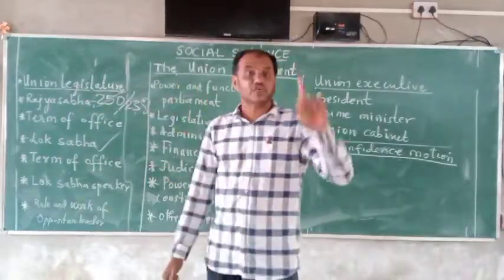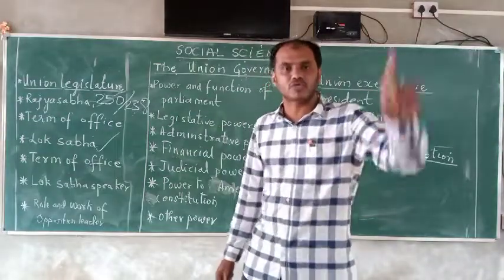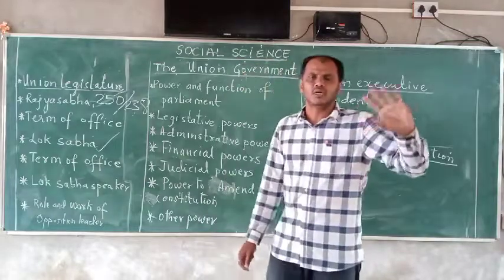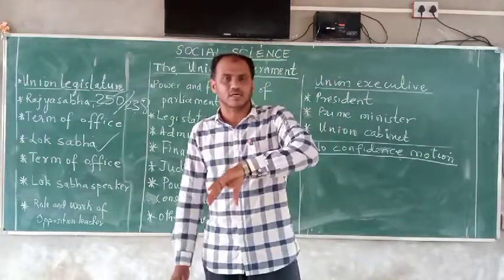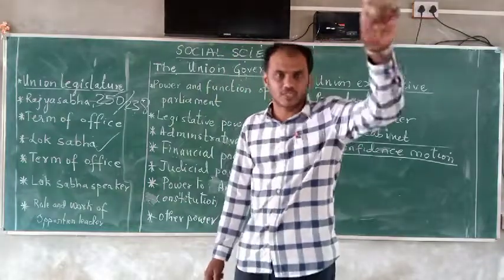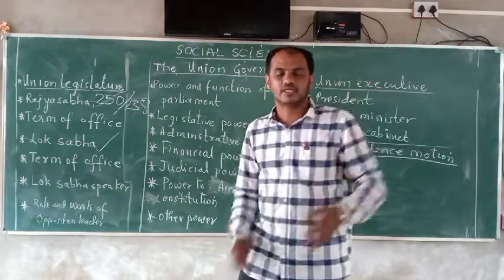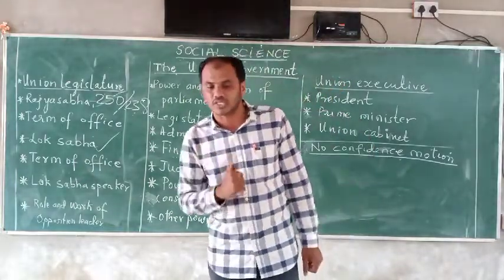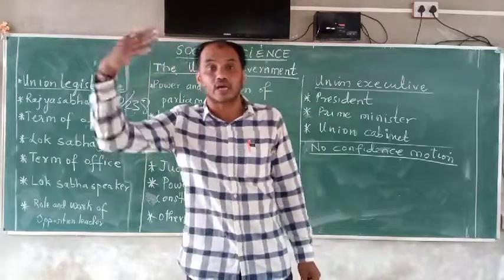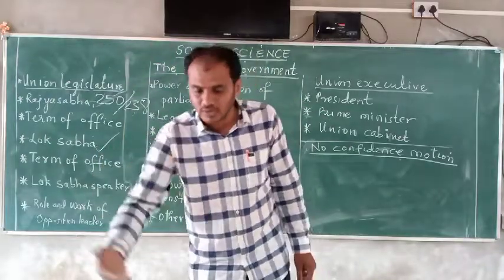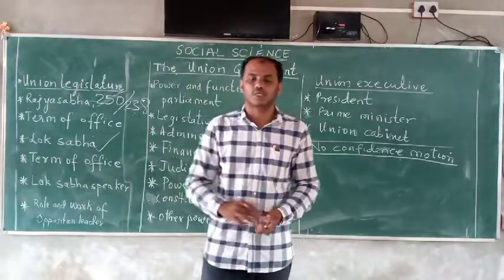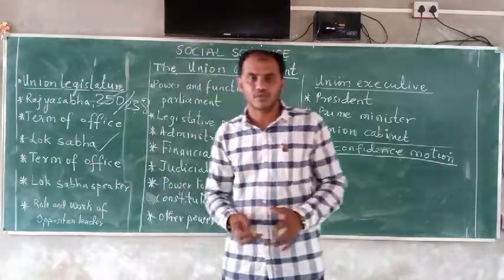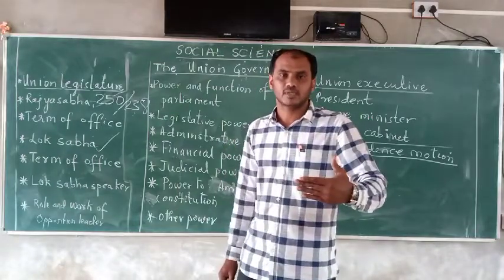Next, the qualifications required to become a member of Rajya Sabha, which you have learned earlier. First and foremost, one should be a citizen of India. It is a must. Next, one should be not less than 30 years of age, should not have been punished under law, and should not have been declared a person of unsound mind by a court of law.